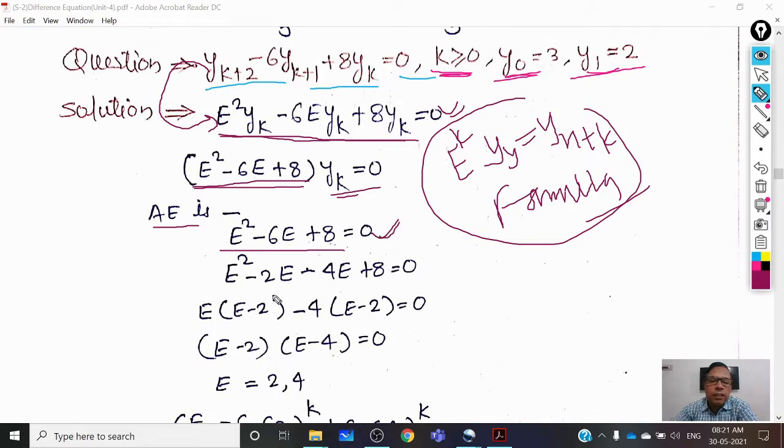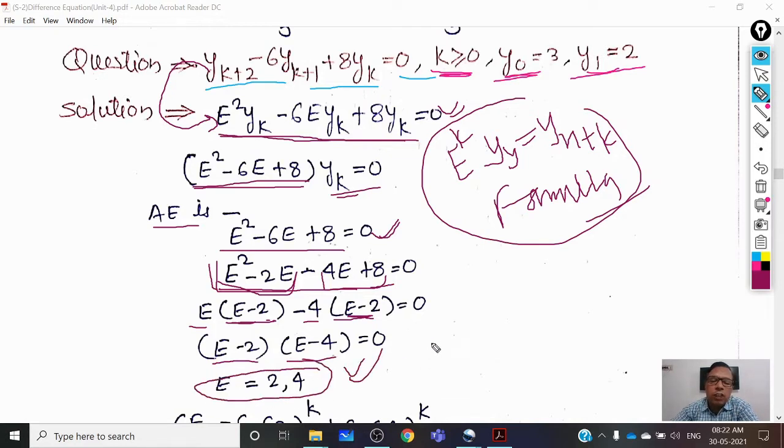On factorizing this equation we have E² − 2E − 4E + 8 = 0. Taking E common from the first two terms, we get E(E − 2), and taking −4 common from the last two terms, we get −4(E − 2). Finally we get (E − 2)(E − 4) = 0, so E = 2 and 4. So the roots are real and unequal.